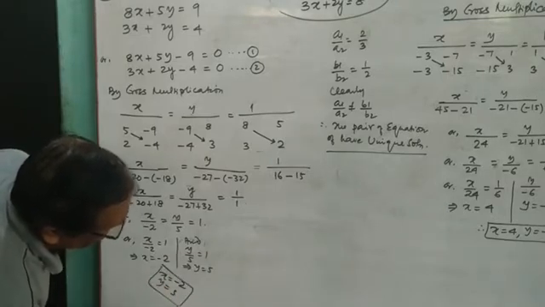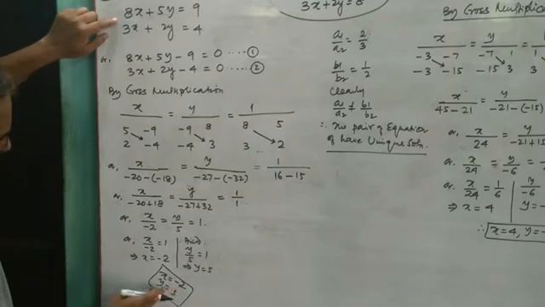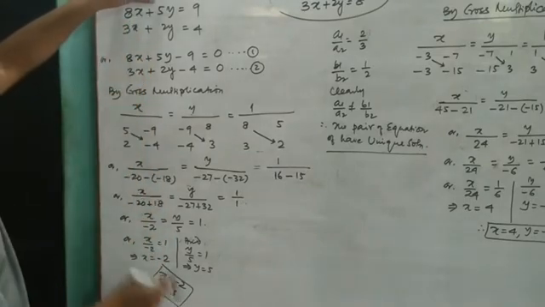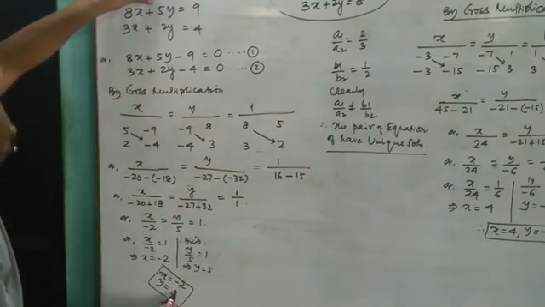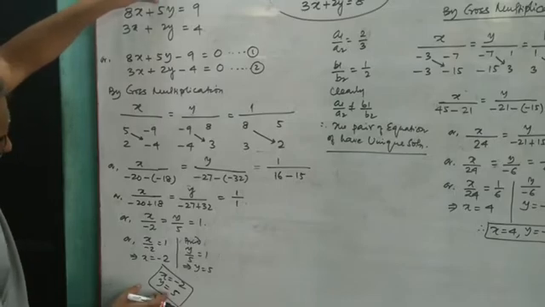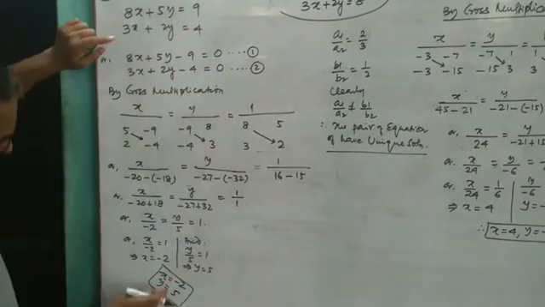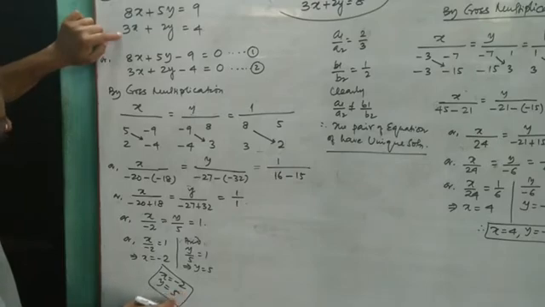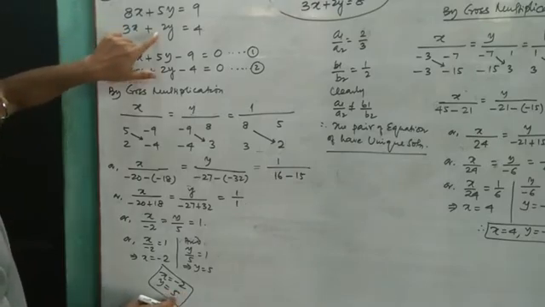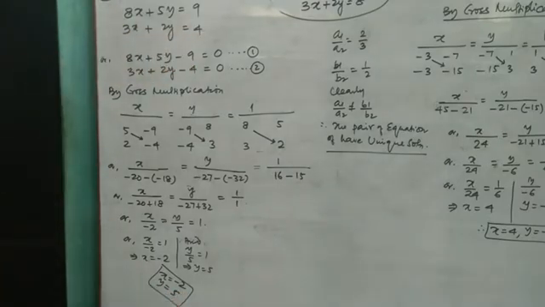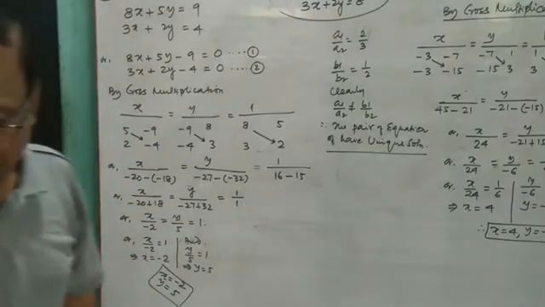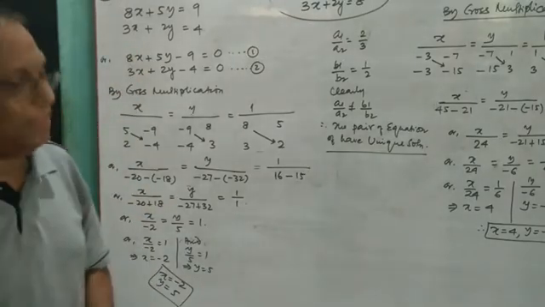Let me verify this answer once again. Put this value, minus 16 and this is 5. Minus 16 plus 25 will give us 9, and this is minus 6 plus 10 is equal to 4. Yes, our answers are correct, and that we have done by the cross multiplication method.